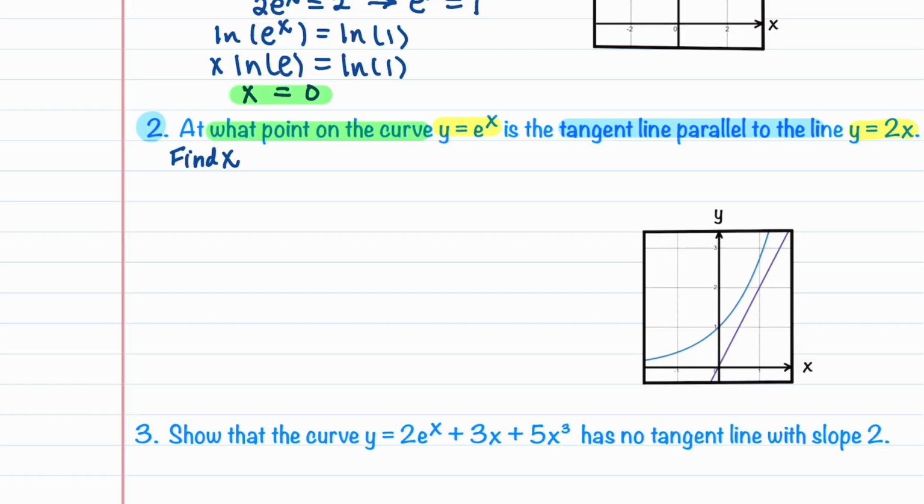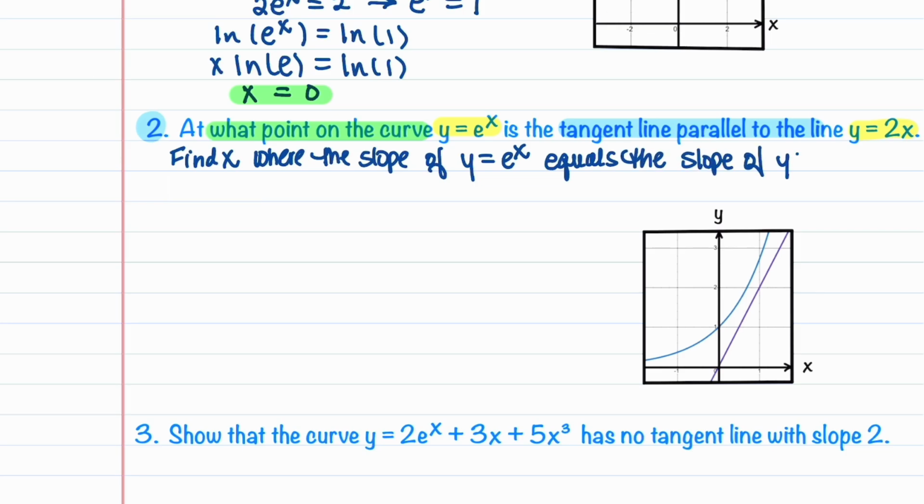If two lines are parallel, that means they are going to have the same slope. So we're going to find x where the slope of y equals e to the x equals the slope of y equals 2x. Remember that the slope is the derivative of the function.